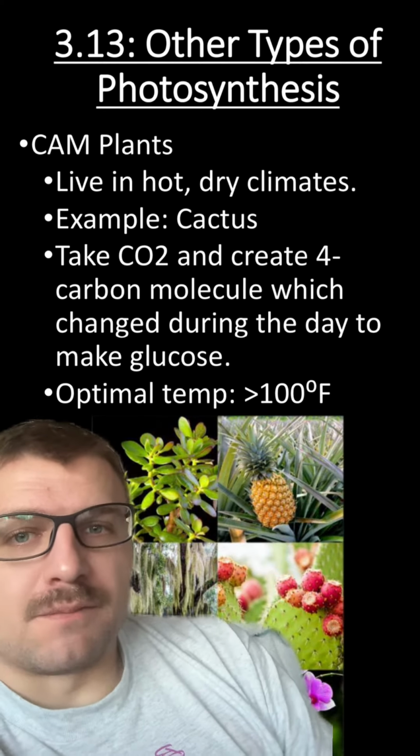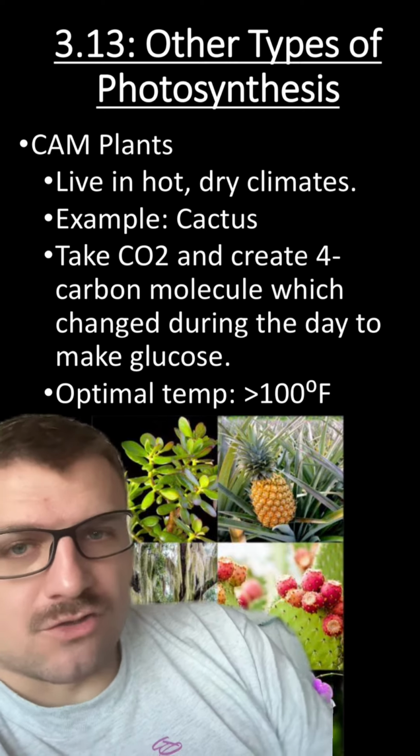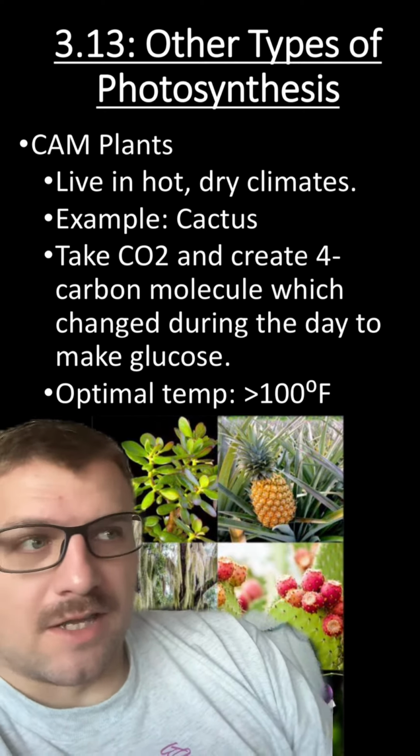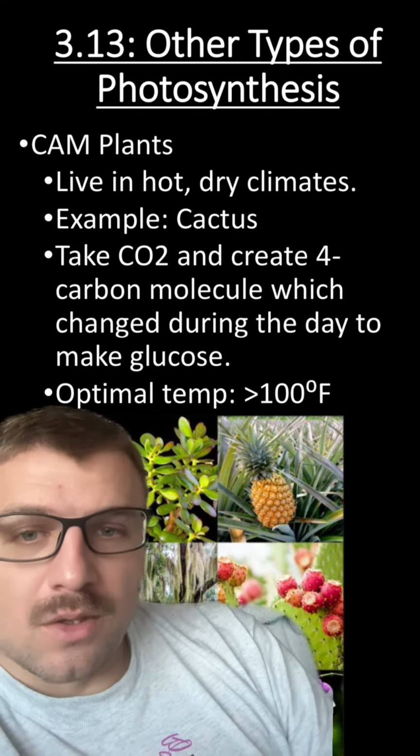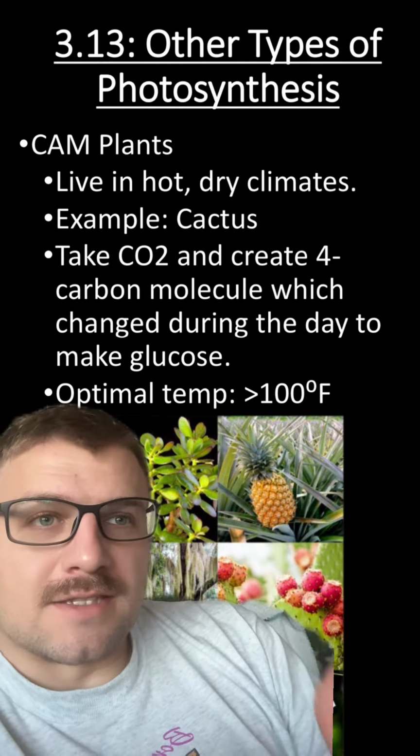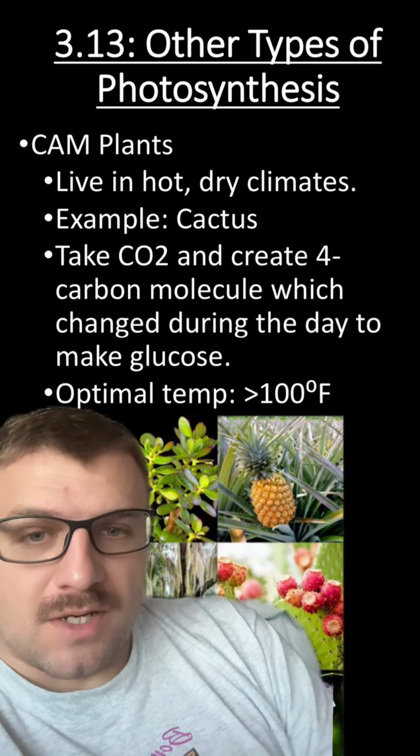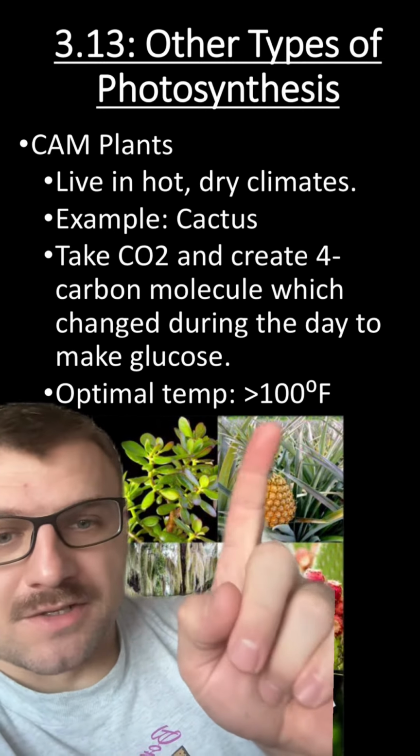Our next type of plant is called a CAM plant. These again live in hot and dry environments. Examples of a CAM plant are like a cactus. They take in CO2 and create another C4 molecule, but they're going to utilize different ways of combating photorespiration. And you can see their optimal temperature is pretty hot.